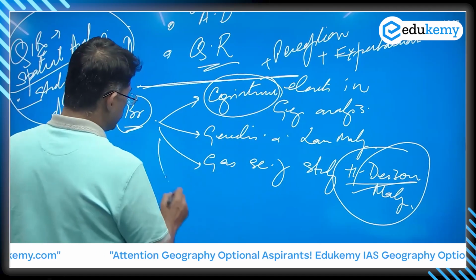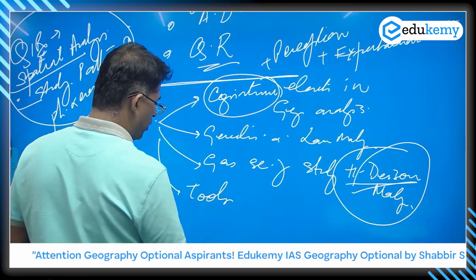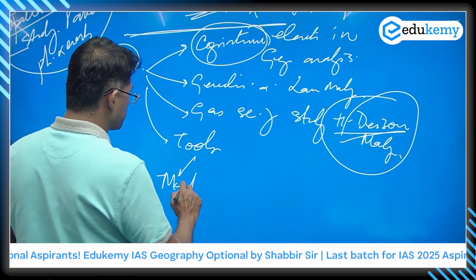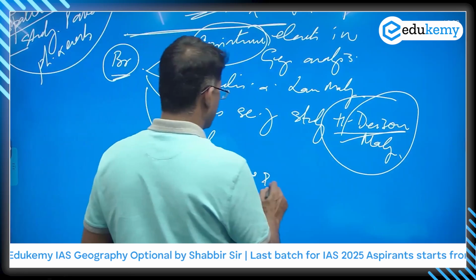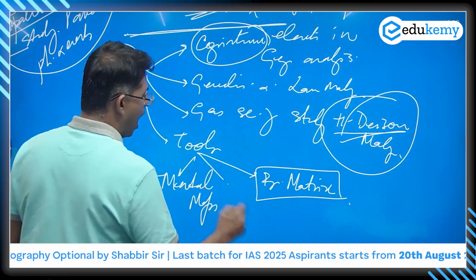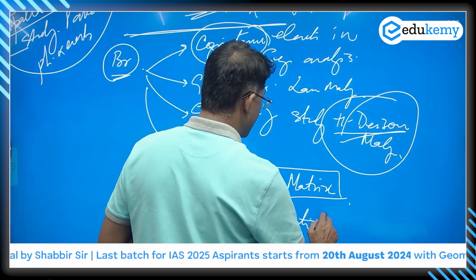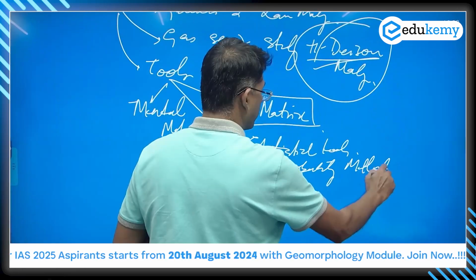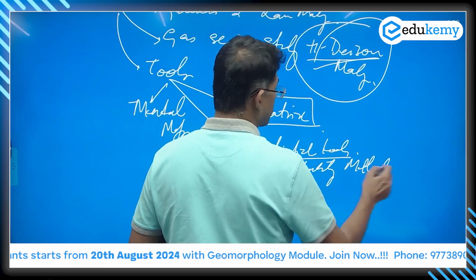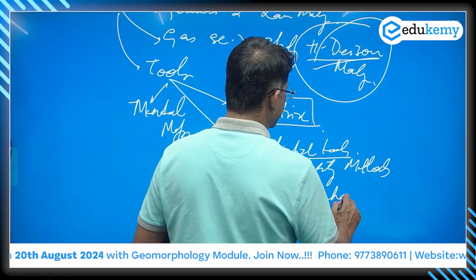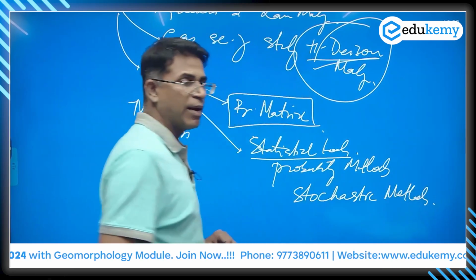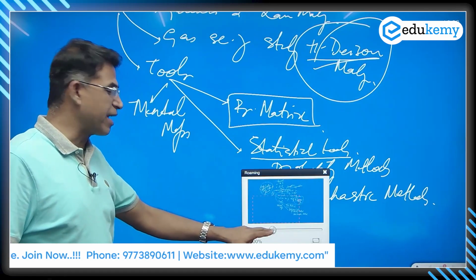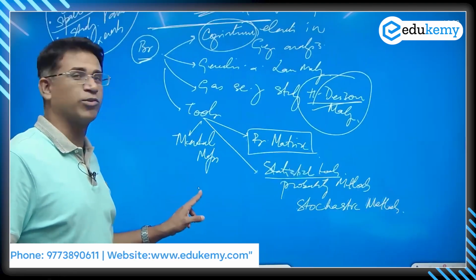And you must know what the tools are. Remember two main tools. One is the mental maps, and the second tool is the behavioral matrix, and third, there are statistical tools called probability methods. We call these methods stochastic methods. Stochastic means probability based. Yes, that's exactly the idea. I am trying to summarize the topic so that your revision also happens with me.